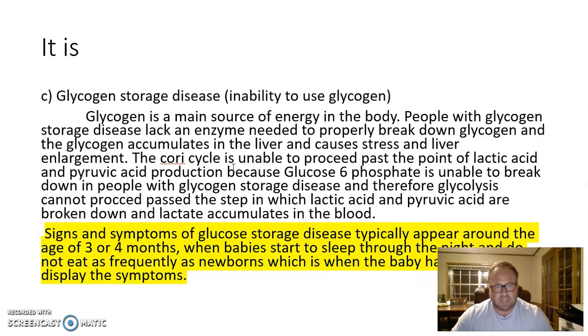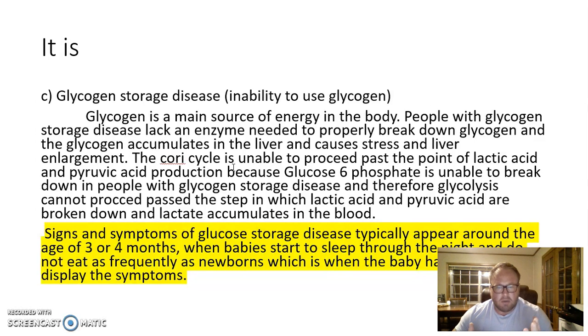And that is a condition in which people lack an enzyme needed to properly break down glycogen. What happens is the glycogen can accumulate in the liver, and it can cause the liver to enlarge. There are several different types, but one of the mechanisms that happens can actually produce excess lactic acid and change the pH of the blood.